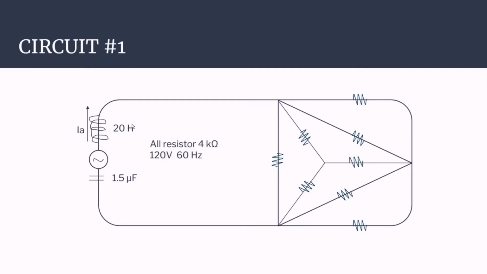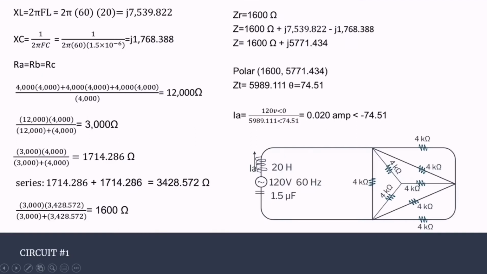Circuit number 1, the givens are: all resistors are 4K ohms, 120 volts, 60 Hz, 20 Henry, and 1.5 microfarad. First, we're going to compute for XL and XC. XL is equal to 2 pi FL, wherein F is equal to 60 Hz and L is equal to 20 Henry. So we have 2 pi times 60 times 20 is equal to J 7,539.822.